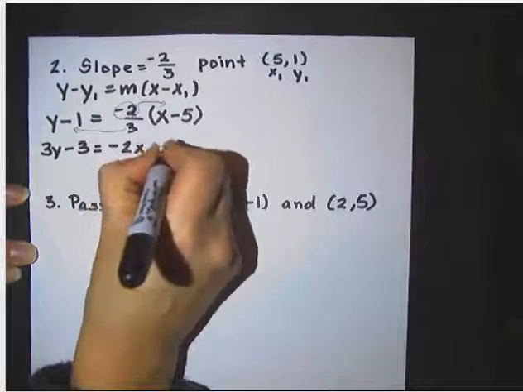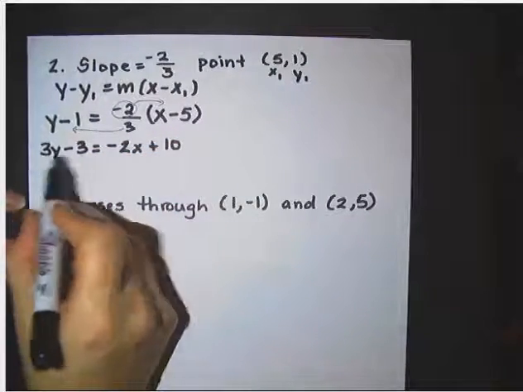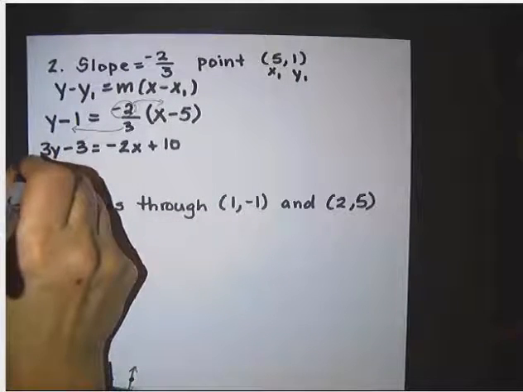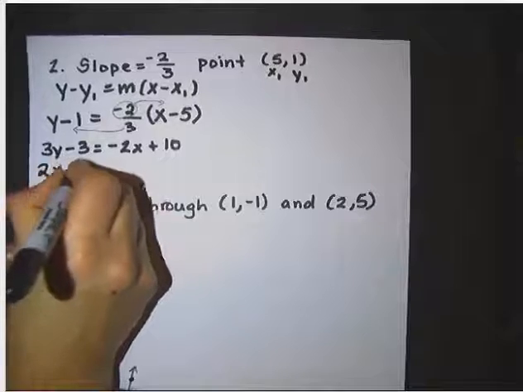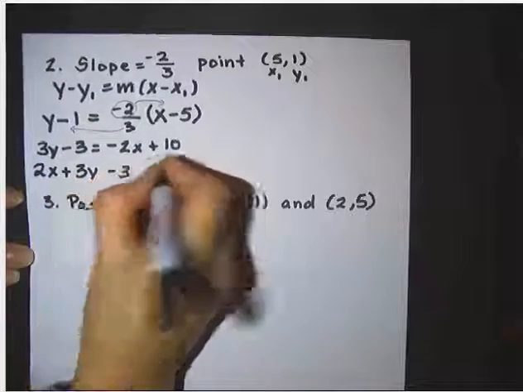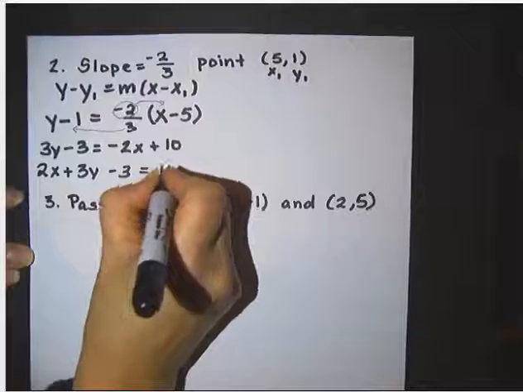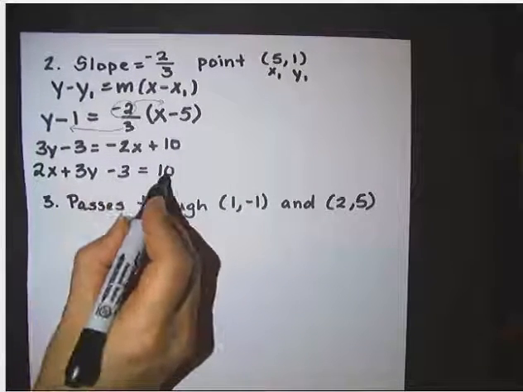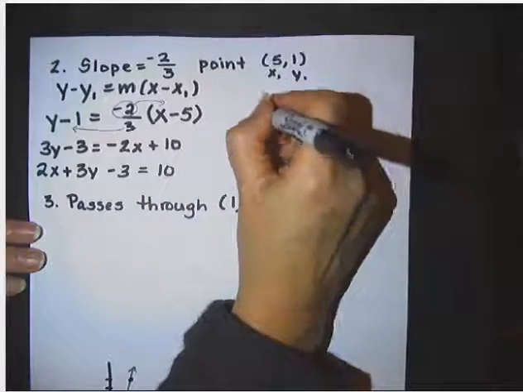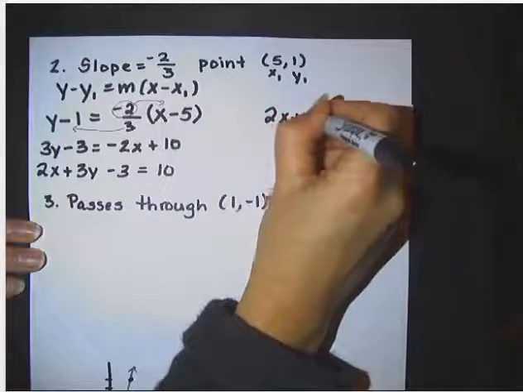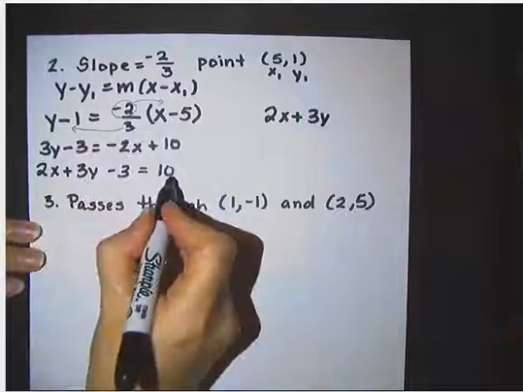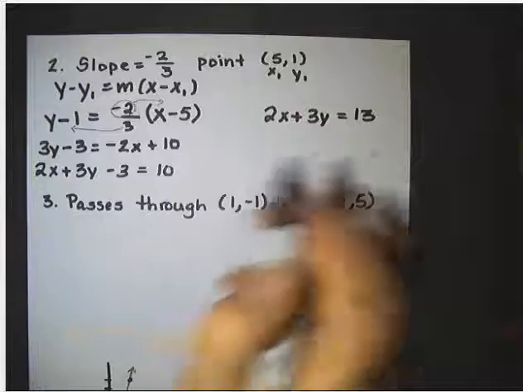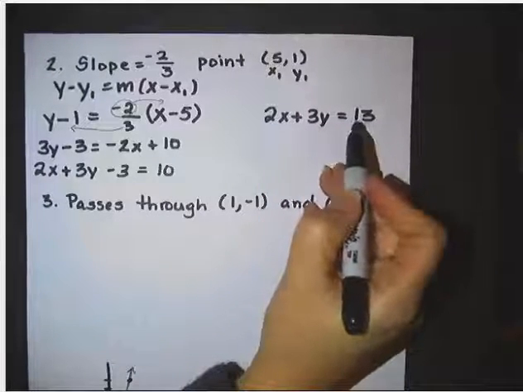Okay, so now I need standard form, so I'm going to add 2x to both sides, and I get 2x plus 3y minus 3 equals 10. And I need to get my 3 over here with the 10, so I'm going to add the 3 to both sides. And I'm going to get 2x plus 3y, if I add that 3 over, equals 13. That is standard form. Everything is an integer, a, b, and c, and there's no negative in front of a.